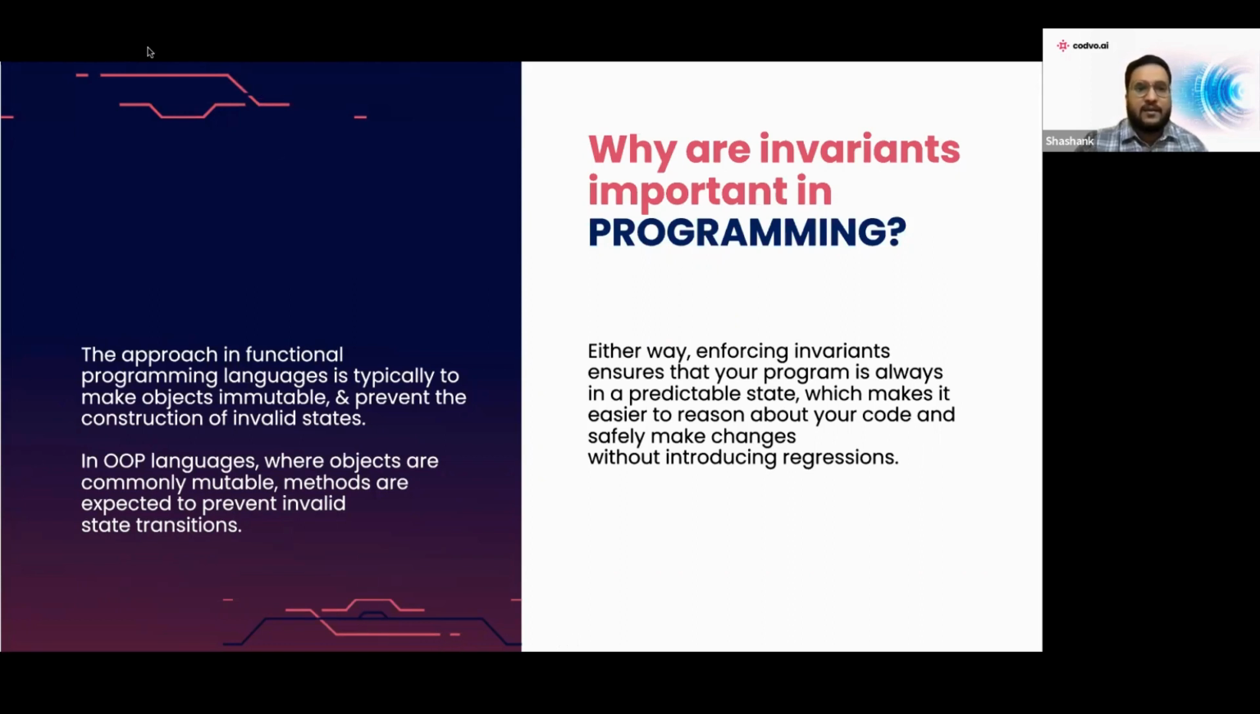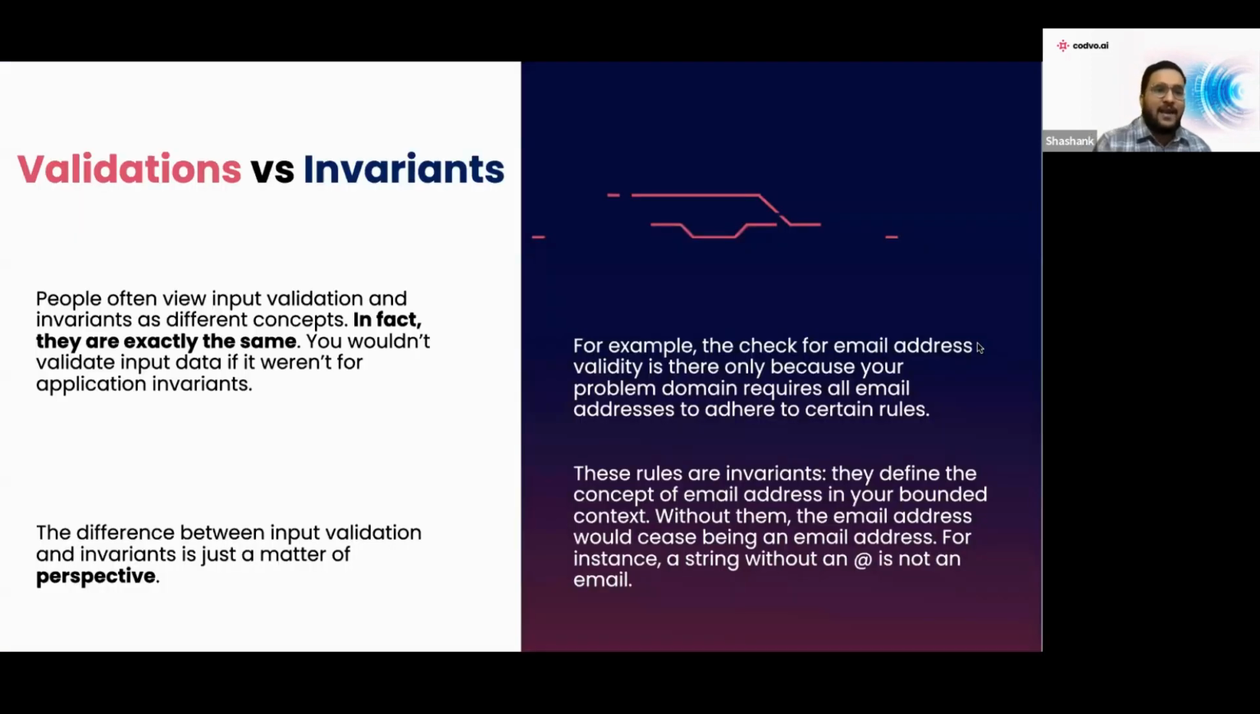Now, this was invariant, and you might think that this is the same as validations, right? We write validations and we validate objects in our code. Is it different? People often view input validation and invariants as different concepts, especially since invariants were previously used mostly in C, C++, Java, those kinds of programming languages. And now functional programming is becoming very popular, and we use validations a lot in that. But in fact, they are exactly the same.